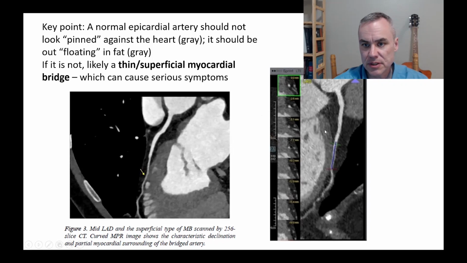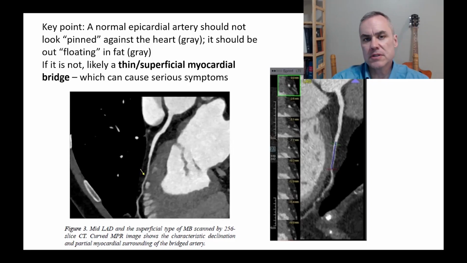Again, it's not particularly deep, but the black fat is disappearing and then it's right up against the heart. It doesn't look like it's buried in the heart. It looks like it's pinned to the heart by a thin layer of myocardium. We're just kind of pinning it up there. And that can be really bad in terms of symptoms, just to be pinned like that.